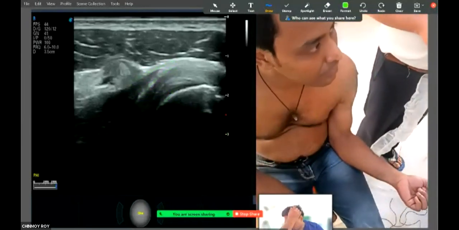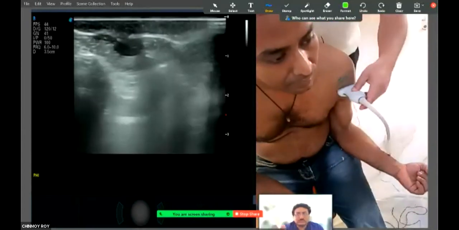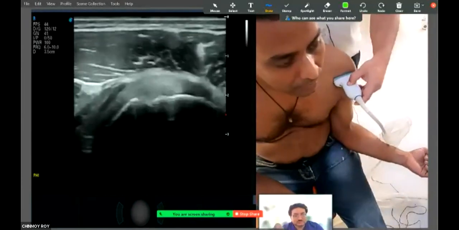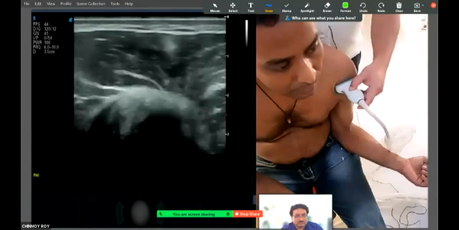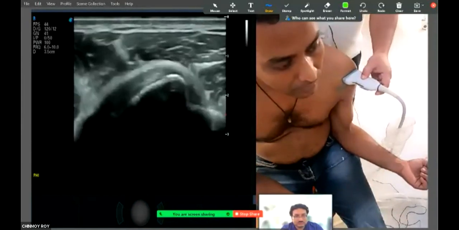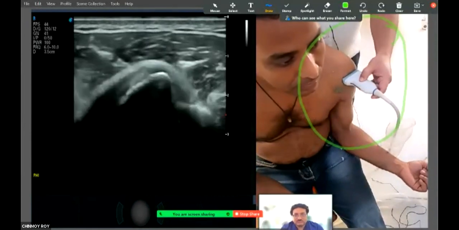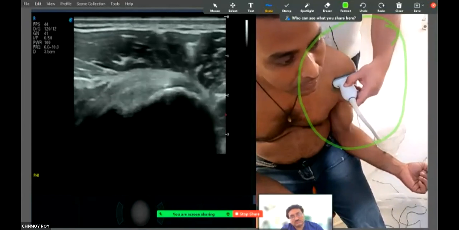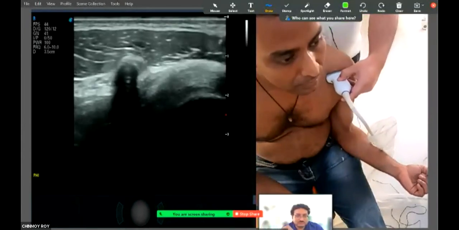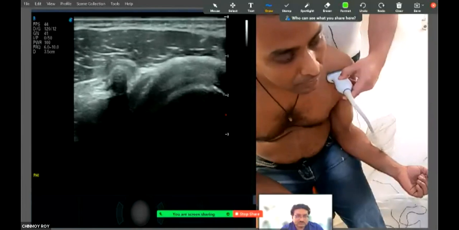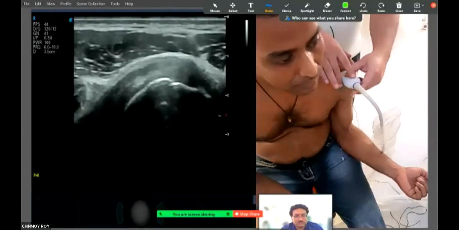So while seeing a muscle, you have to see the full length of the muscle. So this is the full length. The lesser tuberosity has moved externally. So this has become the bicipital groove here, and this is the lesser tuberosity, and we can see a lot of muscle here, till the myotendinous junction. So this is very clear, and we can see the tendon is hyperechoic. Most of the part is normal.